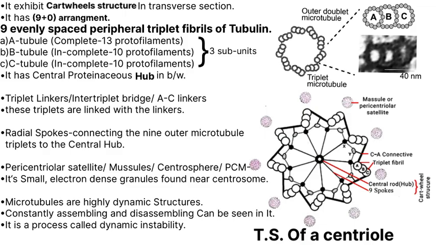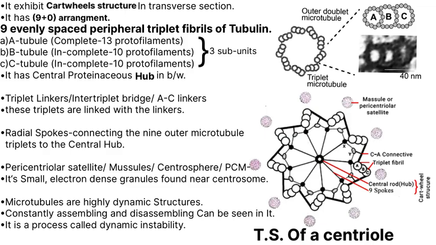The centriole is a membraneless structure. It has no plasma membrane on its structure like the cilia and flagella do. And the microtubules are highly dynamic structures. They are constantly assembling and disassembling by a process called dynamic instability.